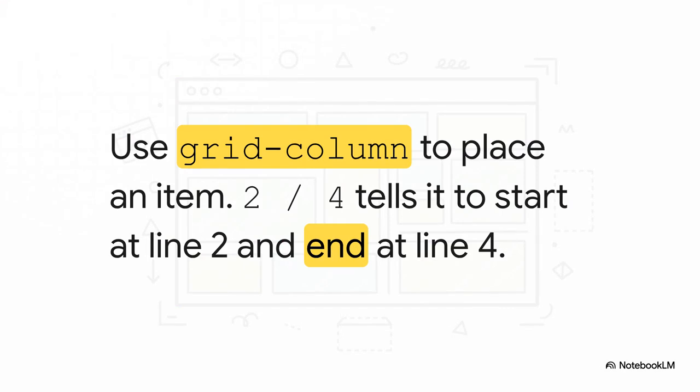Now, the key concept to get here is grid lines. Think of them as the lines between the columns. So, if you have 3 columns, that means you have 4 vertical grid lines. This code, grid-column: 2 / 4, tells an item to start at line 2, stretch all the way across, and then end at line 4. It perfectly spans the second and third column.